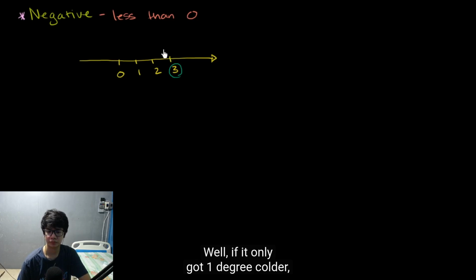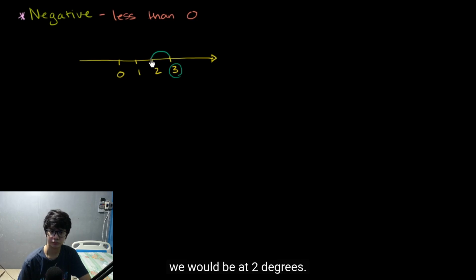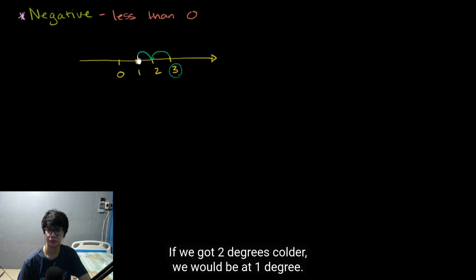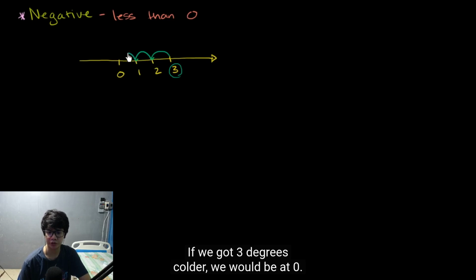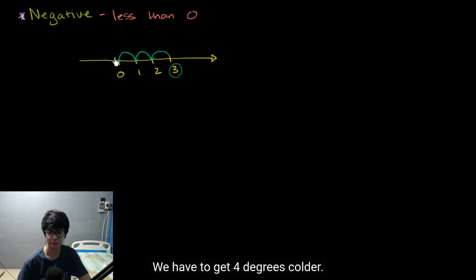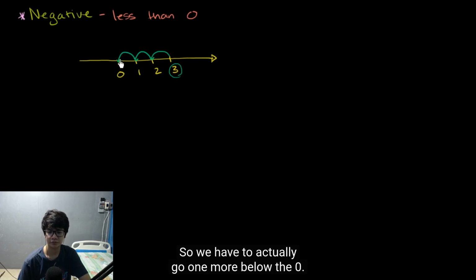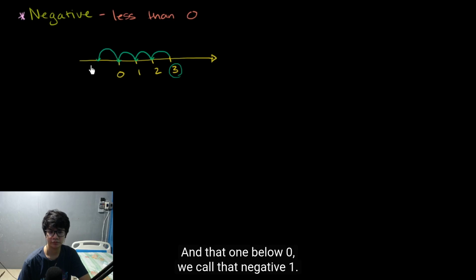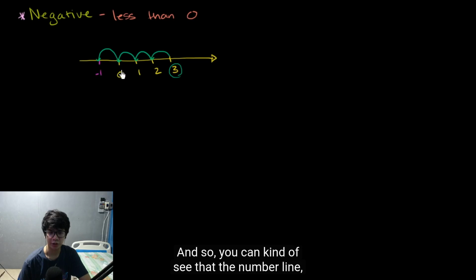How can you represent that coldness? Well, if it only got 1 degree colder, we would be at 2 degrees. But we know we have to go 4 degrees colder. If we got 2 degrees colder, we would be at 1 degree. If we got 3 degrees colder, we would be at 0. But 3 isn't enough. We have to get 4 degrees colder. So we actually have to go one more below 0. We have to go one more below 0. And that 1 below 0, we call that -1.